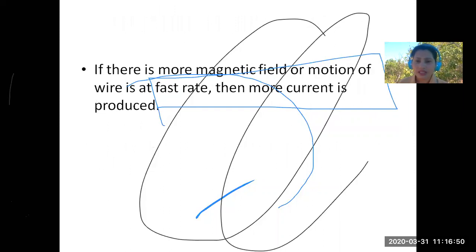So how can you increase the current produced, that is, the induced current? Such current produced is called induced current. How can you increase the strength of the induced current? Either you have to increase the magnetic field strength, or you can increase the force or the motion of the wire conductor. That is how you can increase the strength of the induced current.